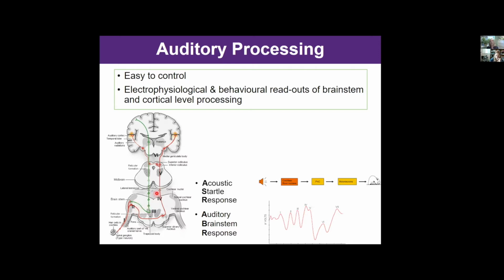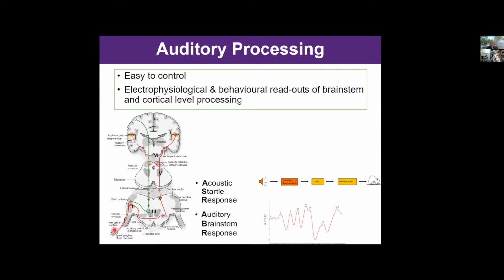The next thing we can do is measure acoustic startle responses. That is a reflex response, a muscle twitch, when we startle in response to a sudden loud acoustic noise. And we know the acoustic startle pathway. It's a very short pathway because it's a very fast reflex.